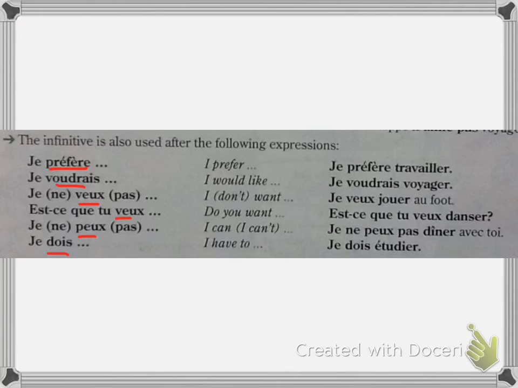Est-ce que tu veux? Est-ce que tu veux danser? Je peux. Je ne peux pas. Je ne peux pas dîner avec toi. Je dois. Je dois étudier. Working through those sentences: I prefer to work. I would like to travel. I want to play soccer. Do you want to dance? I can't have dinner with you. I have to study.